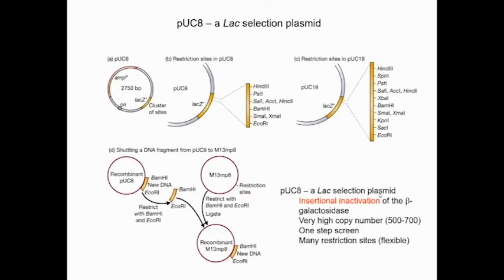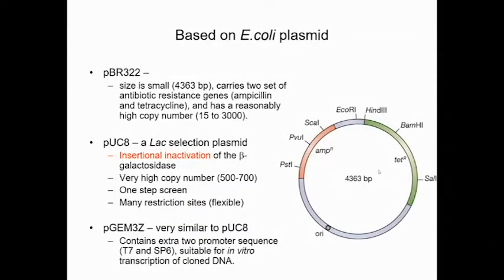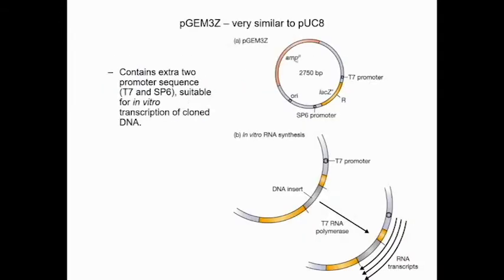All right, and then you can see the size of the vector is not big. So for example, PBR322 is 4,300 base pairs, and then PAC8 is 2,700 base pairs, and then the PGen is also 2,750. All right, so it's small in size. So these are the vectors based on the bacteria. Okay, they purify this vector from the bacteria.